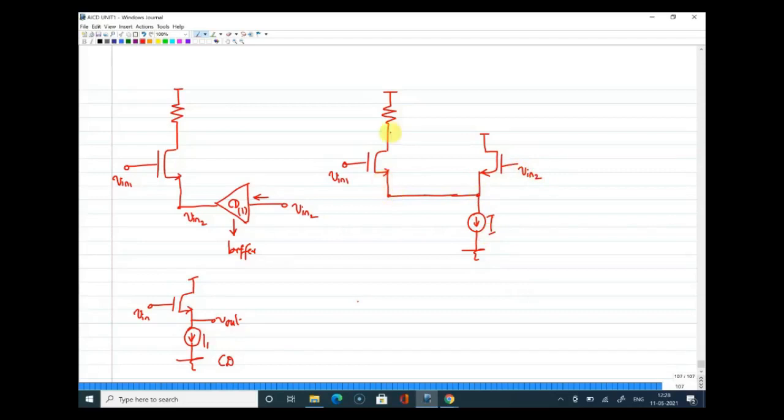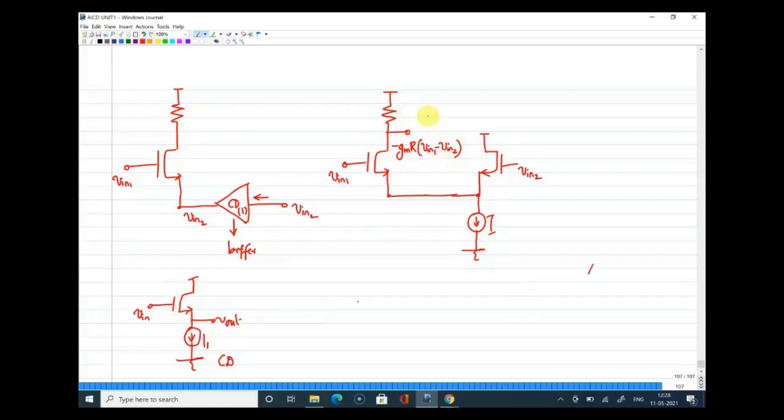And if I take output from this point, I can say this is equal to minus gm R into V in 1 minus V in 2. Is this clear what I have written here? Is this clear what I have written here now? What about the rest of the class? So I did not do anything.